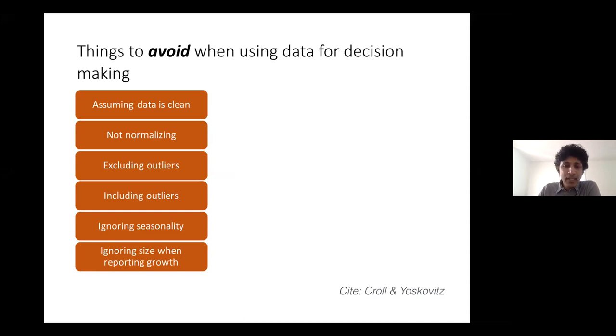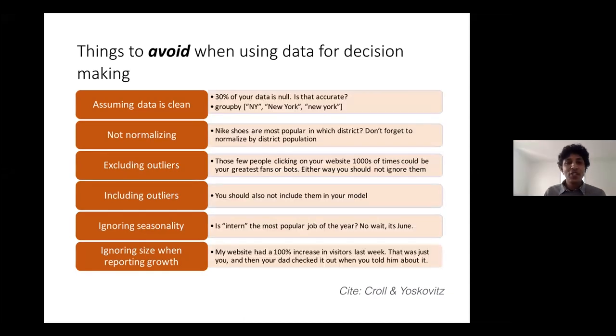So here are some examples. Let's say you get a data set and, as research scientists and engineers, the first thing that we want to do is just throw that data into a machine learning model, our favorite model, pick Random Forest or XGBoost, and then predict something, right? You don't really take time to actually look at the data, and that's a big mistake. In some cases you might suddenly find that 30% of your data is null. Is that accurate? Is that a systemic issue? Well, you should find out. It has to be cleaned.